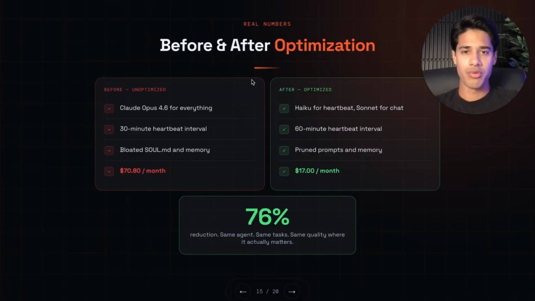Heartbeat falls to under $3. Your interactive use dropped because Sonnet is cheaper than Opus, and the per call overhead shrank because you trimmed your prompts. That's a 76% reduction with the same agent and same tasks, and same quality where it actually matters. You just stop paying premium prices for commodity work.